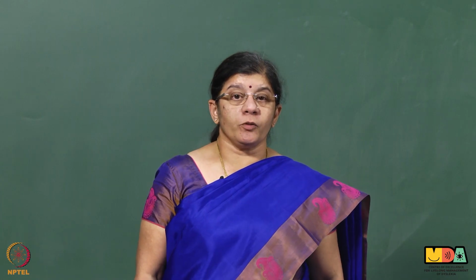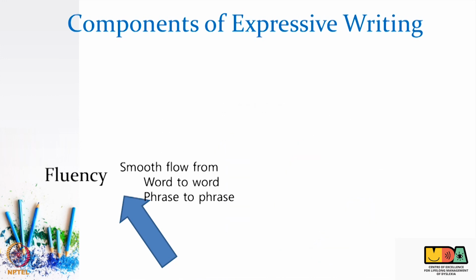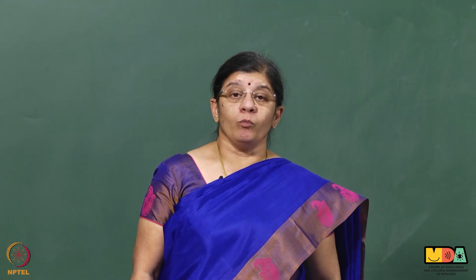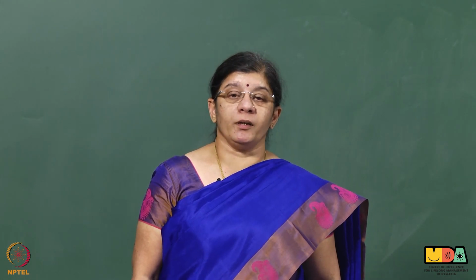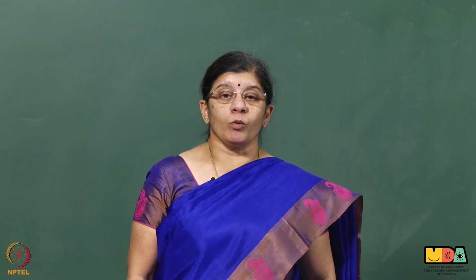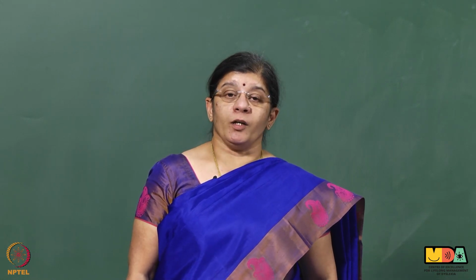Now, we are going to talk about the various components of expressive writing. The first one is fluency. Fluency in writing means the way the words and phrases sound together in a sentence and when more sentences are read together one after the other. Children with specific learning disability will have severe difficulties in fluency as they would not be able to bring about their thoughts and ideas in a cogent form.